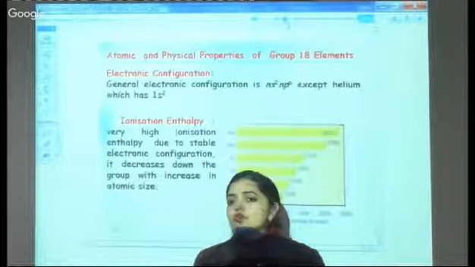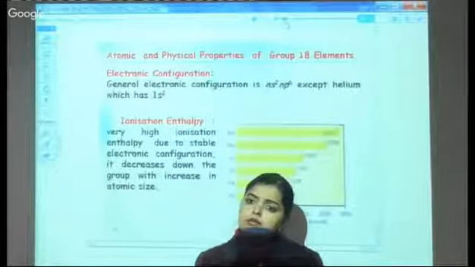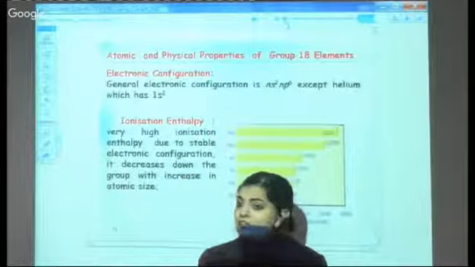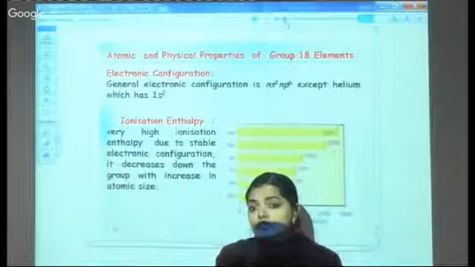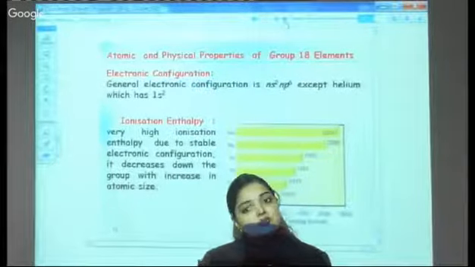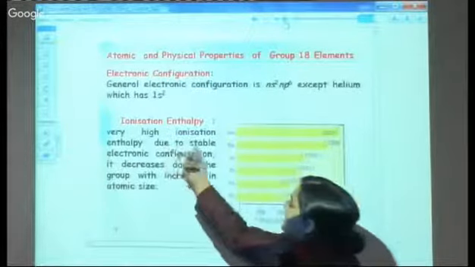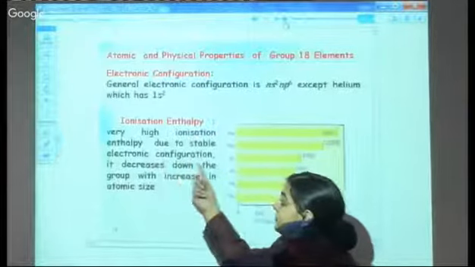They really do not want to have a vacant orbital. They are absolutely complete, so taking up an electron will be very difficult. That means it will require a lot of energy. A lot of energy will be required if you need to take up an electron. So in that case, the ionization energy is going to be very high for these substances. Fine. So ionization enthalpy is very high due to stable electronic configuration.